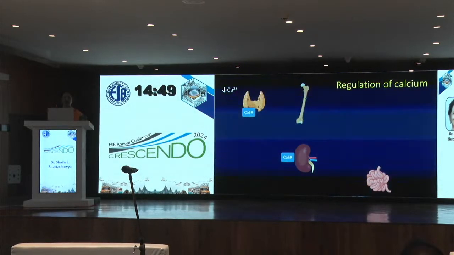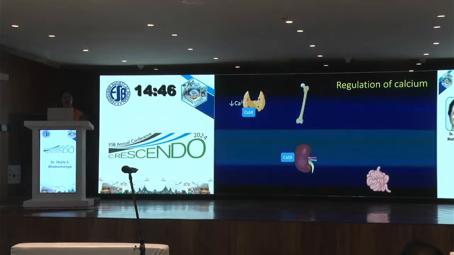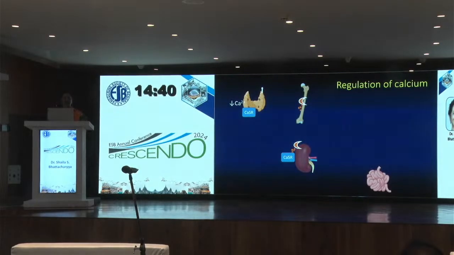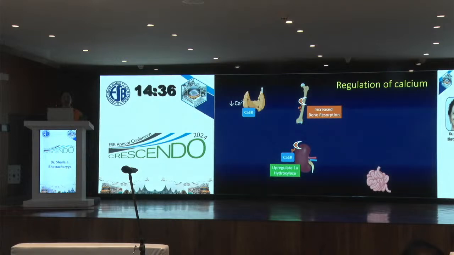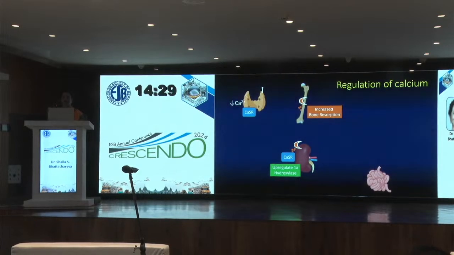So whenever you have a low calcium, then it stimulates the PTH. So there is increase in the PTH release, which acts upon the bone and the kidney, and at the bone the PTH increases the bone resorption, whereas in the kidney it upregulates the 1-alpha hydroxylase, which converts vitamin D to 1,25 vitamin D, which is the active form.